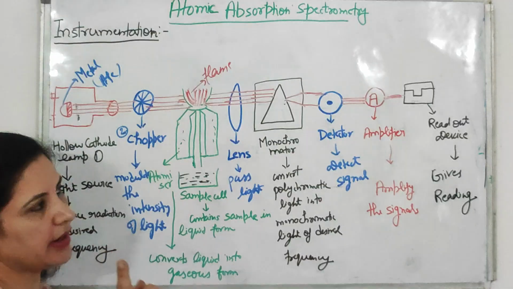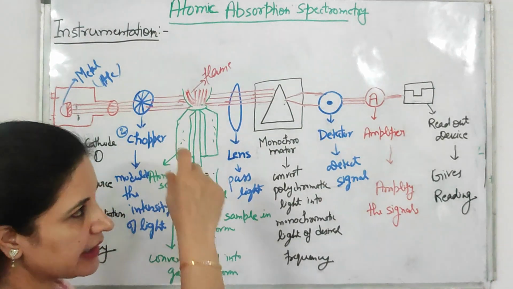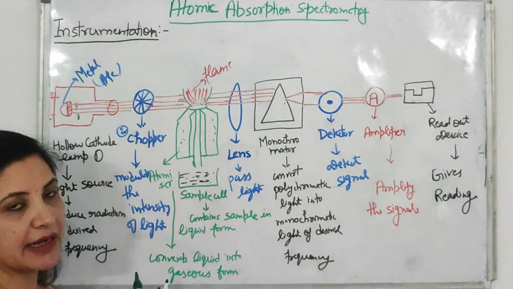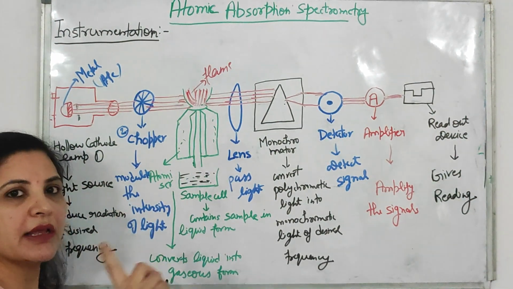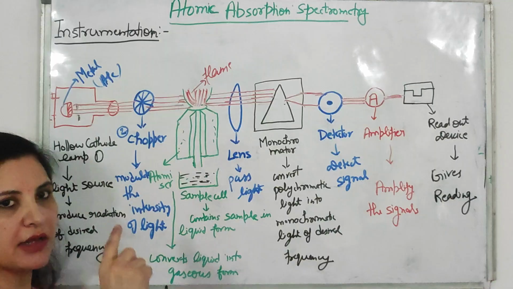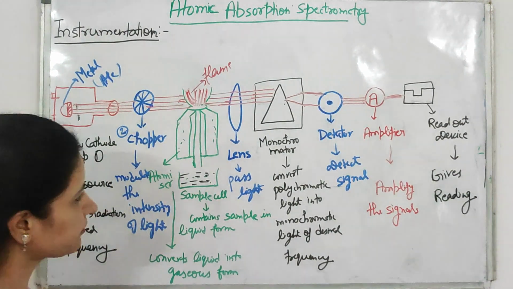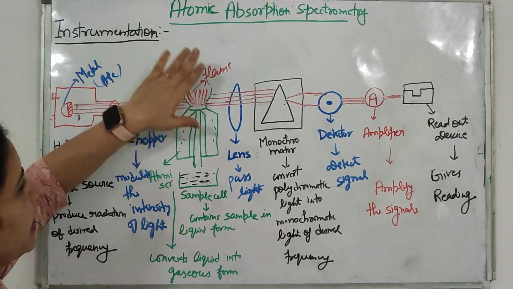Okay, yesterday we already studied this in our principle. The amount of radiation taken by that particular unexcited atom measures your concentration. So the amount of radiation is directly proportional to your concentration. Okay. Then what happened after it?